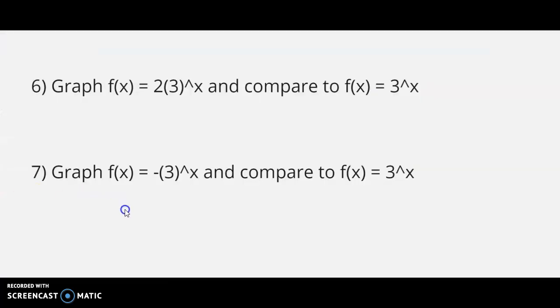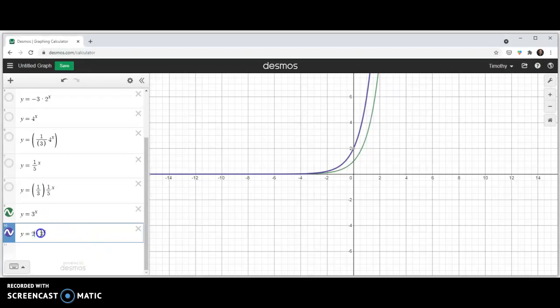All right, number 7, same function, 3 to the x, but this time we're going to put a negative in front of it. All we're going to do is put a negative. So let's go back to our transform. I'm going to change this 2 to a negative. And there we go. All we're seeing here is a reflection over the x-axis. Nothing else is done to it. Putting a negative in front of the original parent function flips it over the x-axis for a reflection.